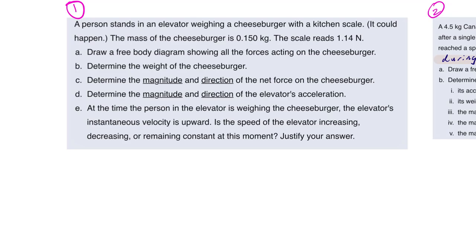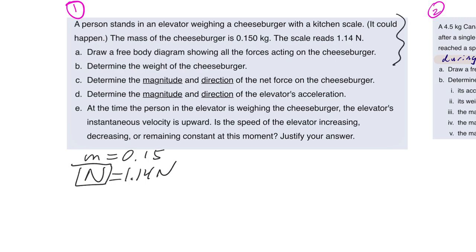Okay, so a person stands in an elevator weighing a cheeseburger with a kitchen scale. The mass of the cheeseburger is 0.15 kilograms. The scale reading, you gotta remember, is a normal force. It's equal to 1.14 newtons. I'm just reading this part right here. Okay, that's all I got.